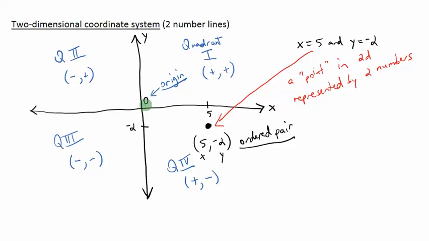So we've got the origin, where x and y are both 0. We've got a point in 2 dimensions represented by an ordered pair. And we have the quadrants in 2 dimensions. Quadrant 1 is where both coordinates are positive, and then you rotate counterclockwise to get the other quadrants. And we have the x-axis, which is horizontal, and the y-axis, which is vertical. And that is the 2-dimensional rectangular coordinate system.